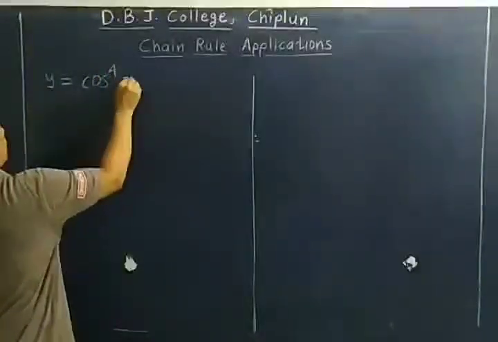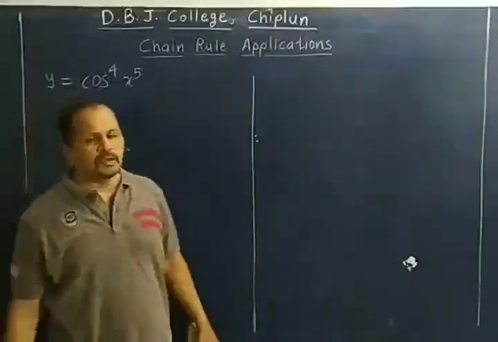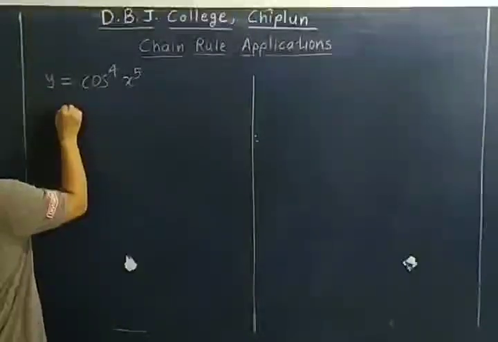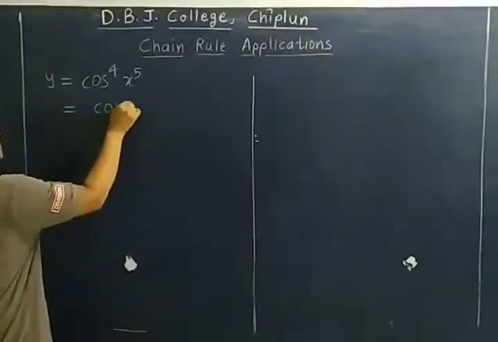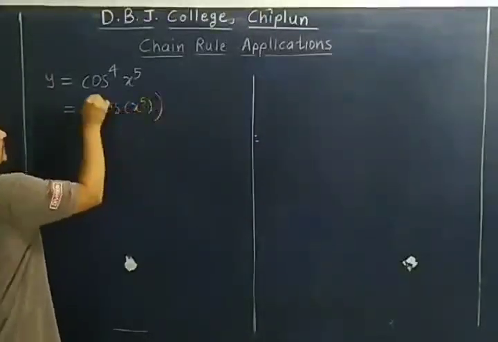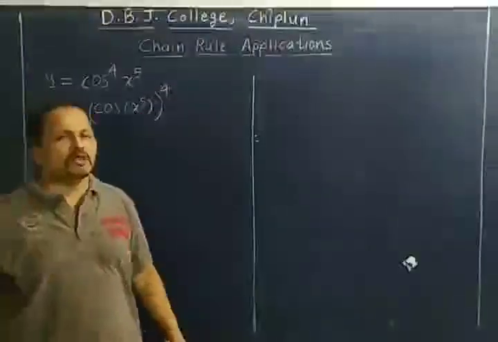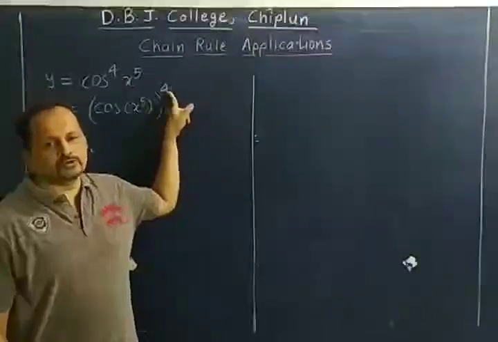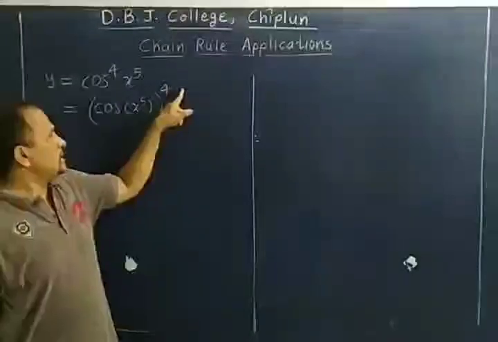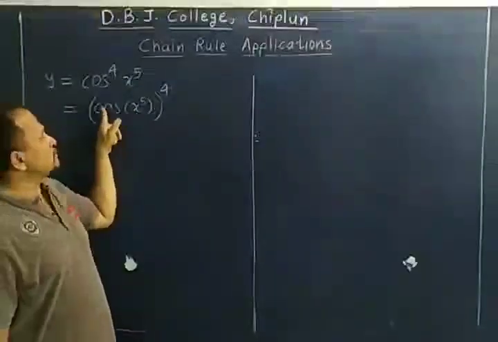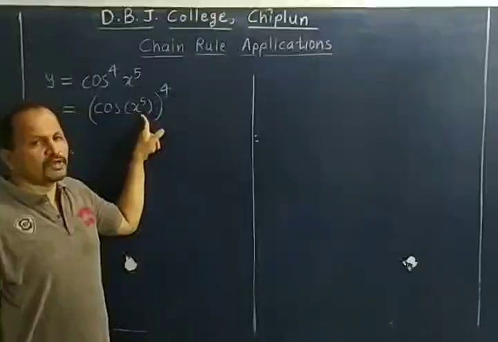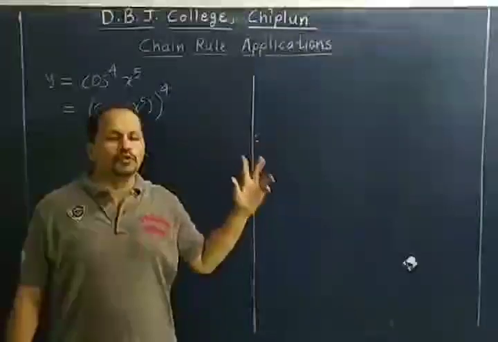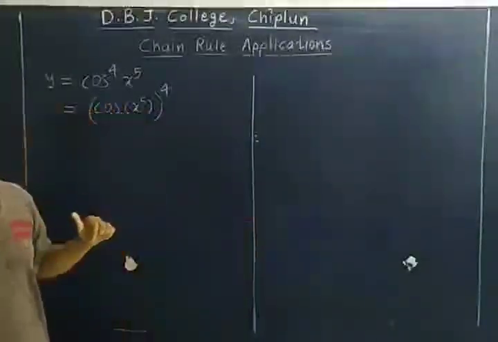Cos raised to 4 x raised to 5. This is cos of x raised to 5 bracket raised to 4. Now how many functions are involved over here? The first one is raised to 4, which is outermost. Inner to that is cos, and inner to that is x raised to 5. So three functions. So y is function of u is function of v, and v is function of x.